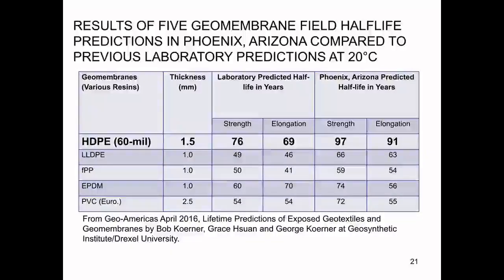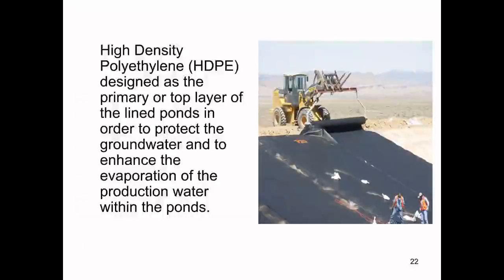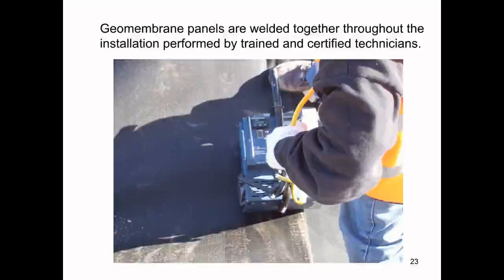And as you can see, the strength characteristics of HDPE over time, very good compared with other geomembrane liners, as you can see here from some testing that was done back in 2016. So the liner is deployed and installed on the side slopes and then welded together and placed in the anchor trench. Here you can see the adjacent panels being welded together. This is just the welding of the liner.